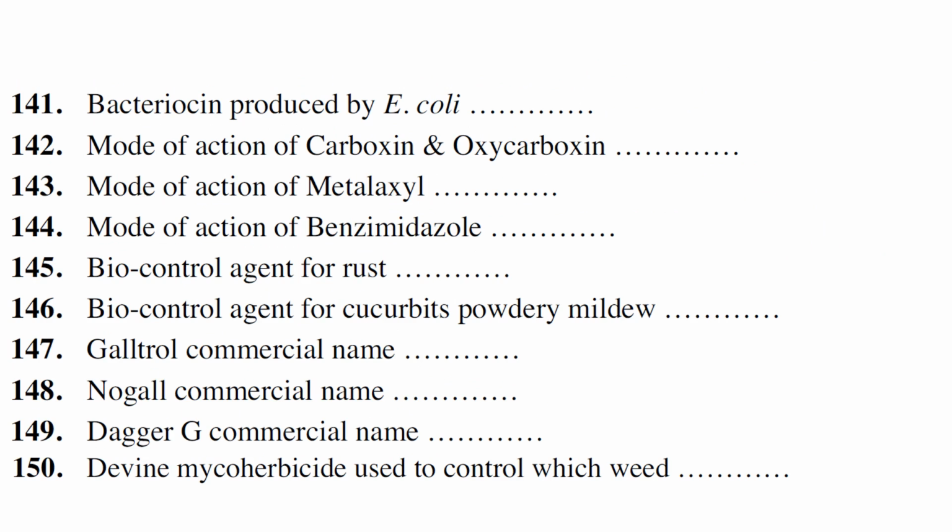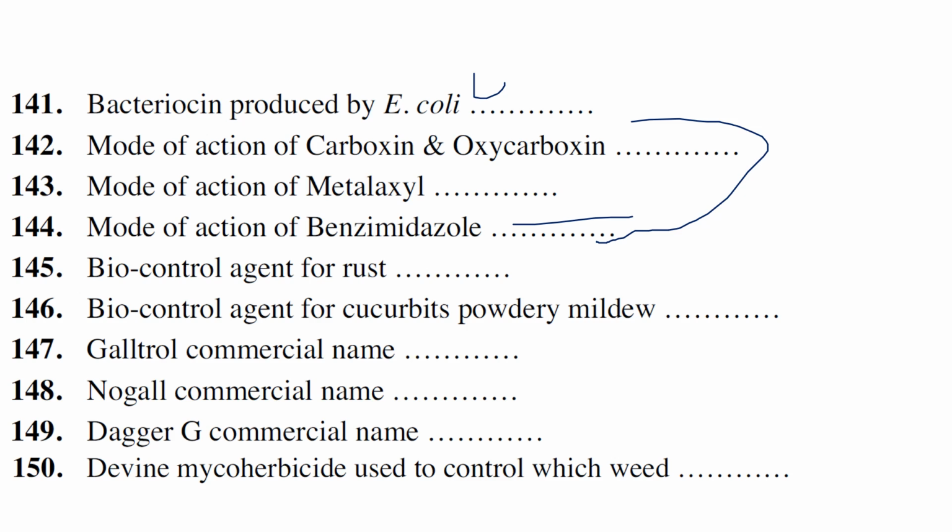Bacteriocin produced by Escherichia coli: colicins. Mode of action of carboxin and oxycarboxin: this is a succinase or succinate dehydrogenase inhibitor, generally we can call it a respiration inhibitor. Mode of action of metalaxyl: fungal nucleic acid biosynthesis. Mode of action of benzimidazole: it inhibits beta tubulin biosynthesis. These modes of action have been gaining importance in recent years, and we must expect at least 1 or 2 questions from them.